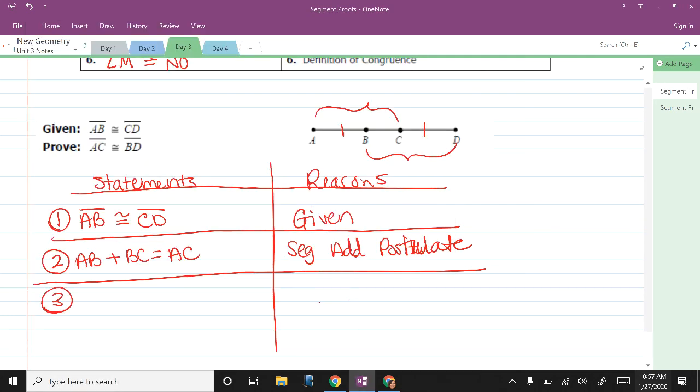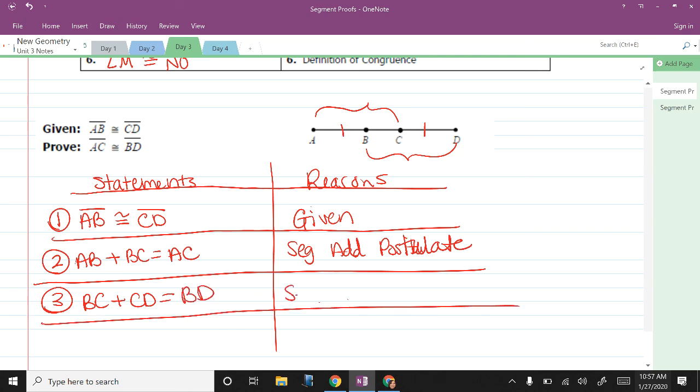Step 3, I'm going to do the same thing with the bottom segment. BC plus CD equals that segment, which is BD. Right? And that's also segment addition postulate. I cannot spell postulate to save my life. I should just write post period.